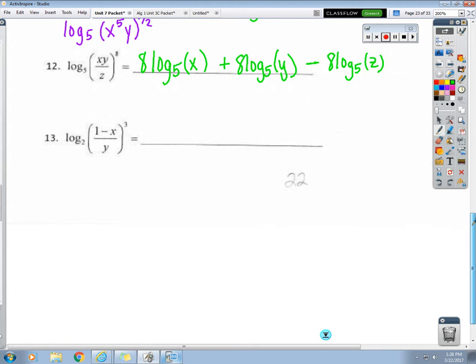Okay, so that's what you should have got. Number 13. This one's a little tricky. You just have to use that 1 minus x as just one term, basically. You have to think of it as one term.